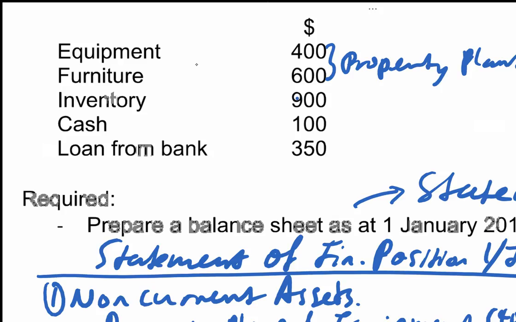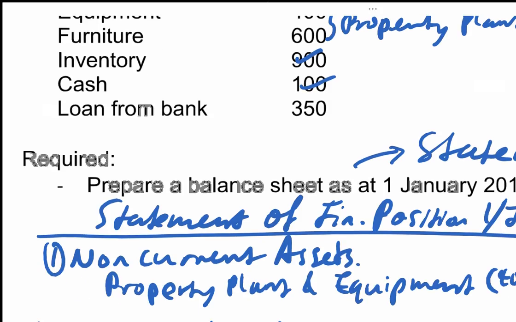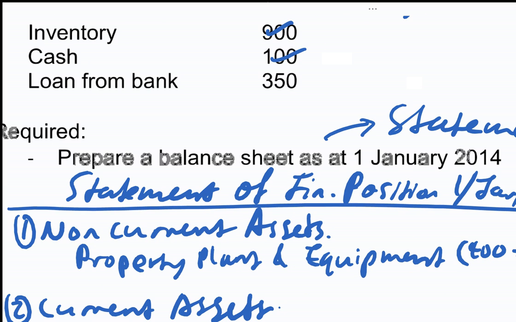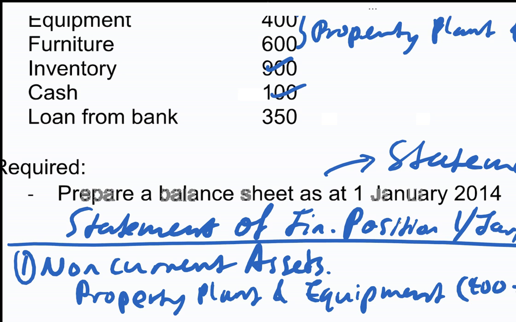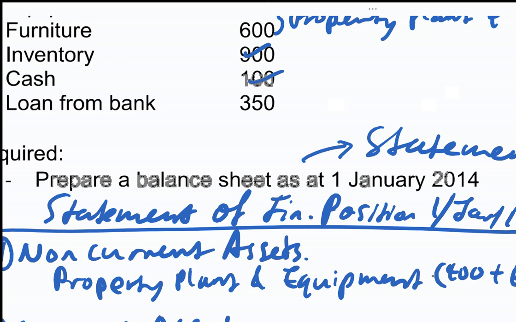Current assets, you have your inventory, cash. So you just have to fill up here. Inventory and cash. Now, inventory and cash, you don't have to add together. You have to make sure that you show them separately. Inventory 900, cash 100. Add up, that gives you 1,000. Okay, quite easy, huh? Once you are done, add them up again together, then that gives you 2,000.